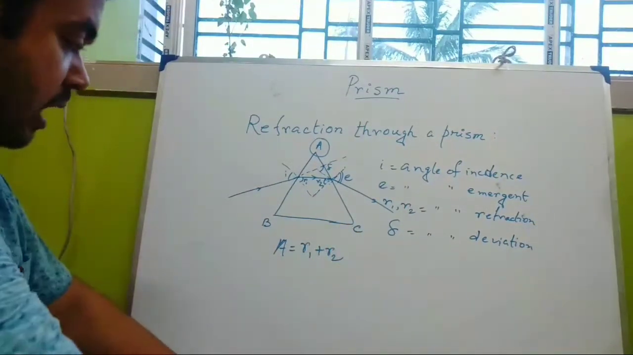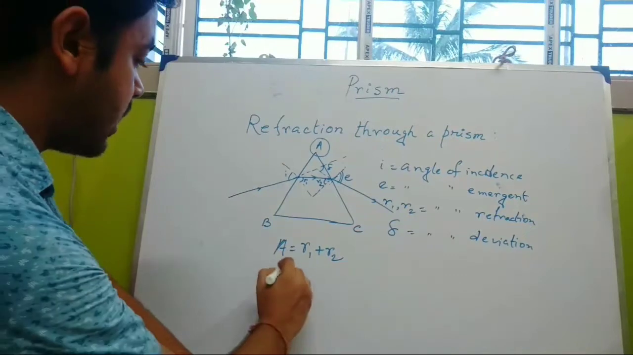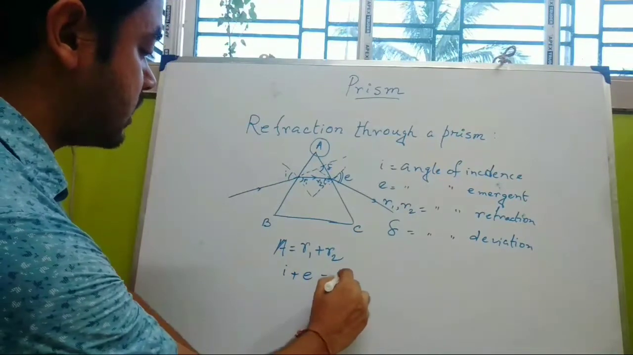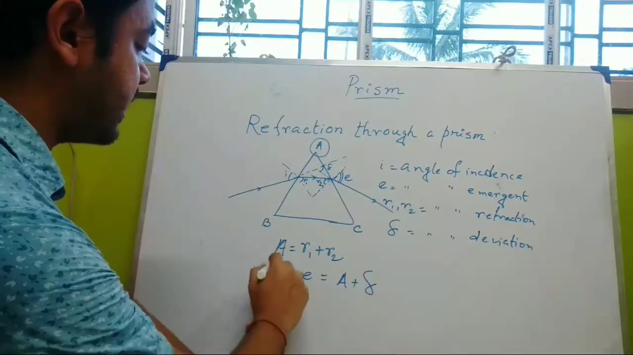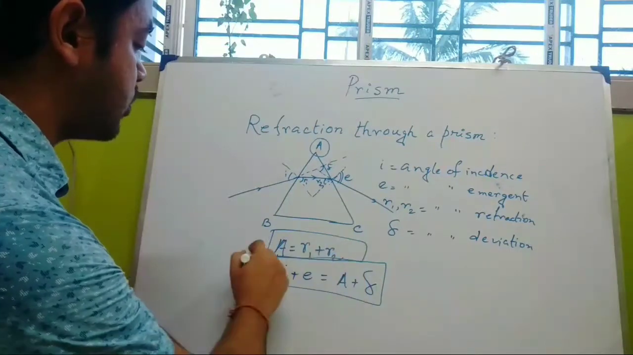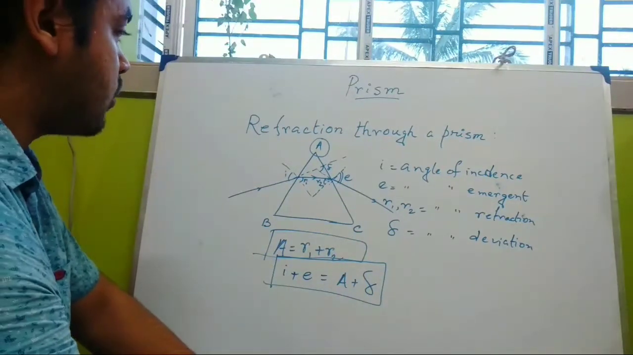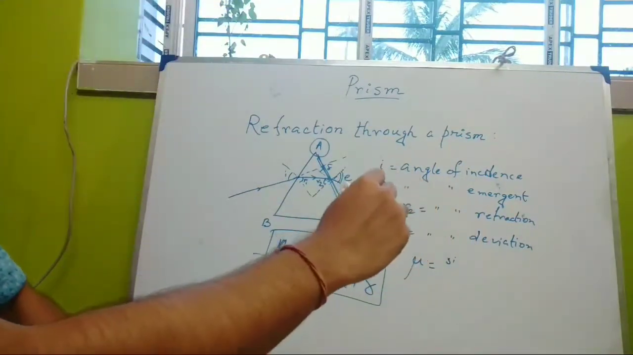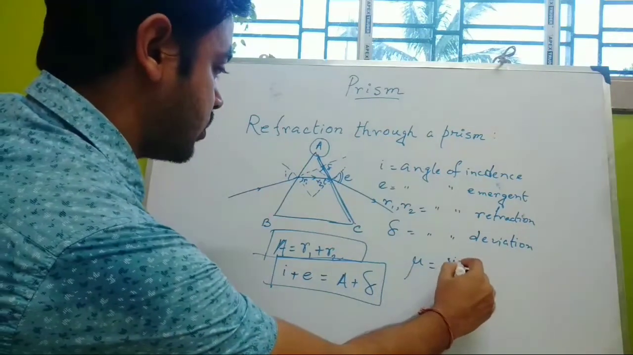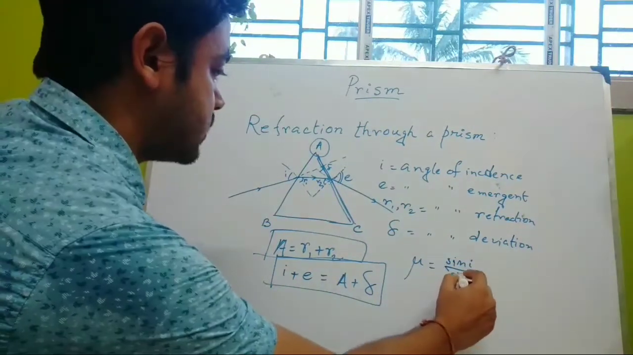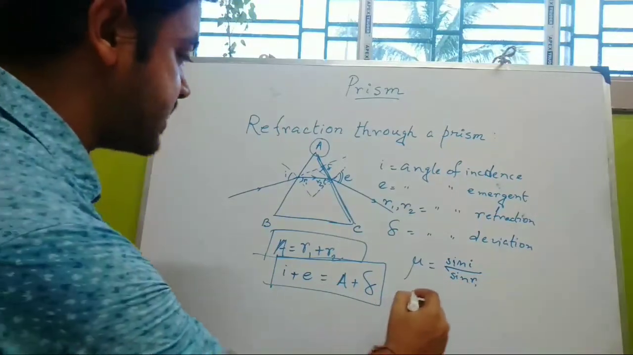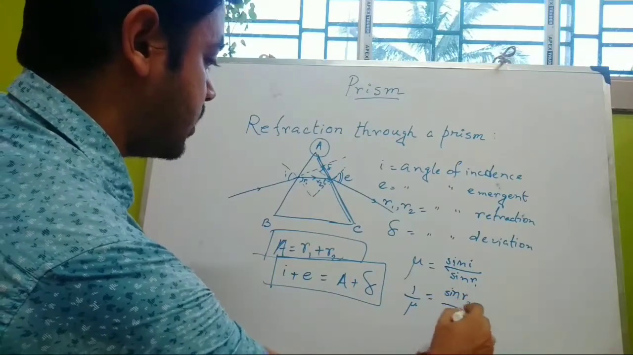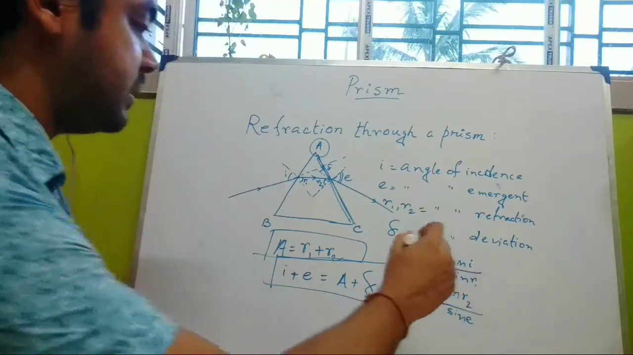So we will use the formulae that the refracting angle or the angle of the prism will be given by R1 plus R2, and the angle of incidence plus the angle of emergent will be equal to the angle of the prism plus the angle of deviation. These two formulae are very much important. Now for the surface AC, mu equal to sin I divided by sin R1. For the surface AB, 1 by mu will be equal to sin R2 divided by sin E.